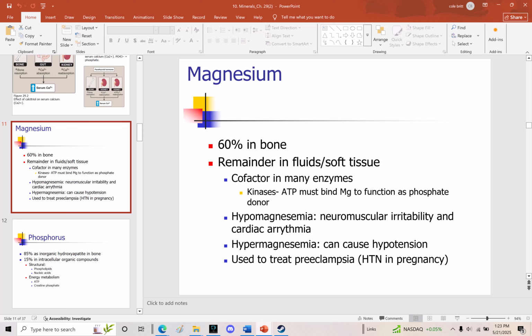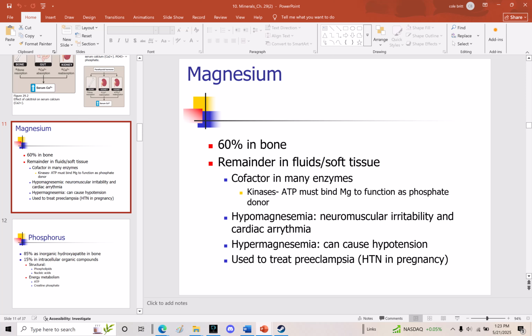All right, so that's its main function, a cofactor in many enzymes, and these enzymes are kinases. Kinases need to phosphorylate things and that includes ATP. So kinases are going to be using ATP, and they need magnesium for that to work.